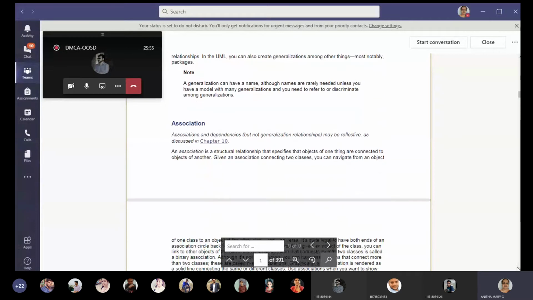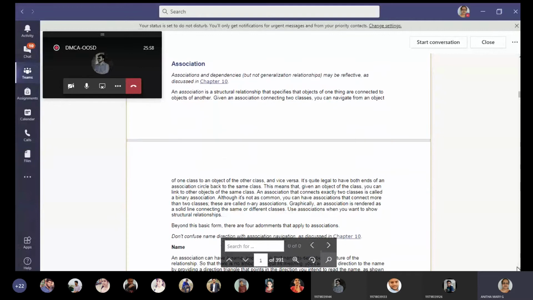The next relationship is association. I already told you the basic definition. When two things are at the same level, meaning there is no prioritization, no parent-child relationship and no dependency among them, then we can give the relationship of association. It's a structural relationship that specifies that the objects of one thing are connected to the objects of another thing.